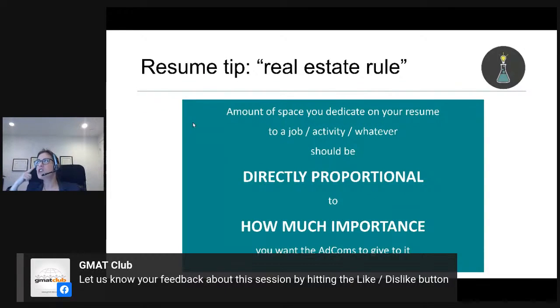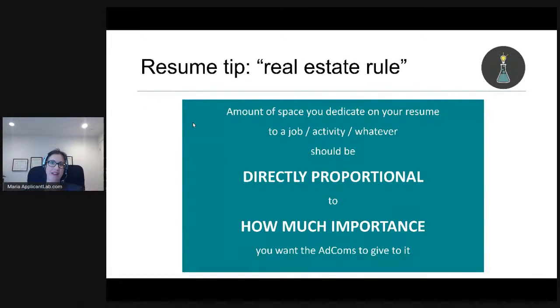So don't put even amounts. Don't think, well, every job needs 3 bullet points. If your most recent job is the more impressive one, and if it ties in more closely to your career vision, dedicate more space to it.